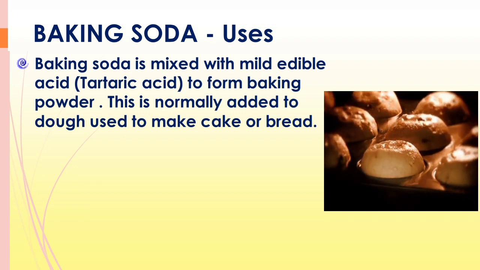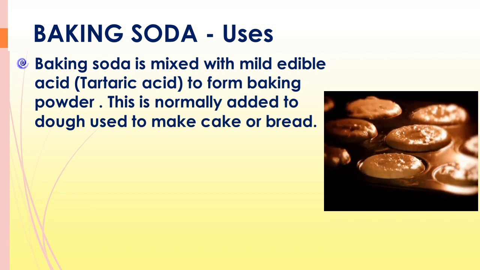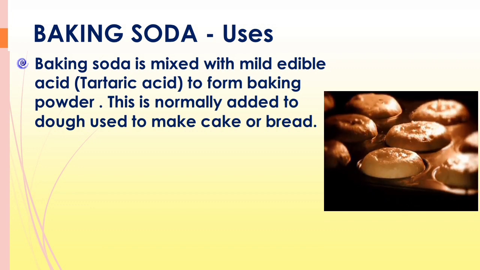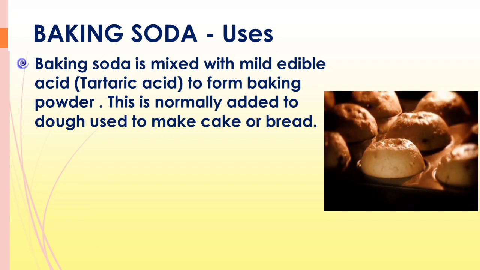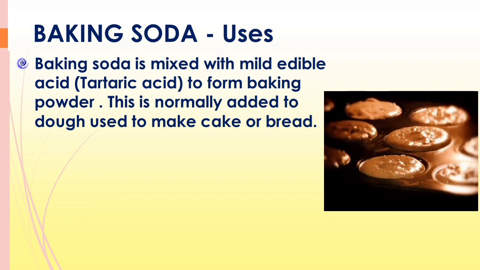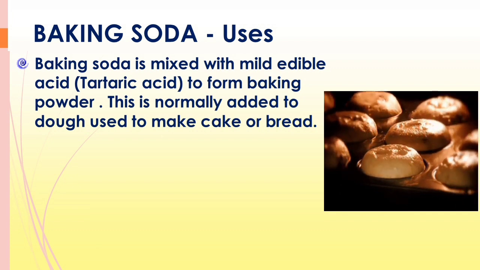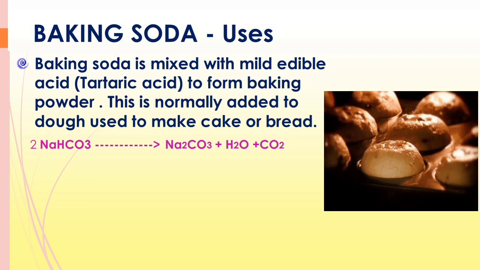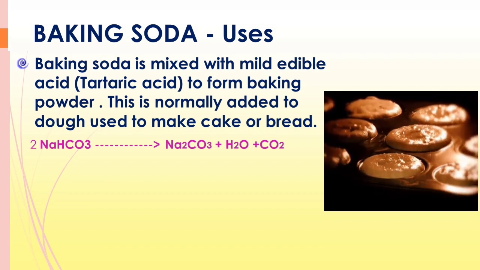This mixture is normally added to dough, which is used to make cake or bread. When the dough is heated, carbon dioxide is released due to the decomposition of baking soda. This carbon dioxide slowly bubbles out, making the bread or the cake to rise. This makes them soft and spongy. The chemical equation for this reaction is 2NaHCO3 gives Na2CO3 plus H2O plus CO2.